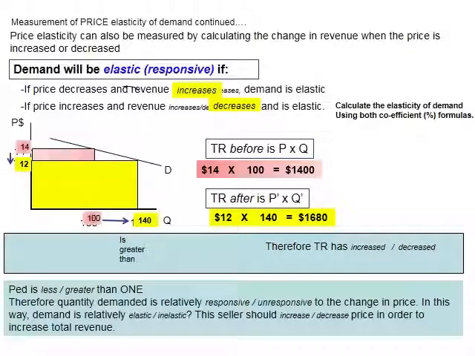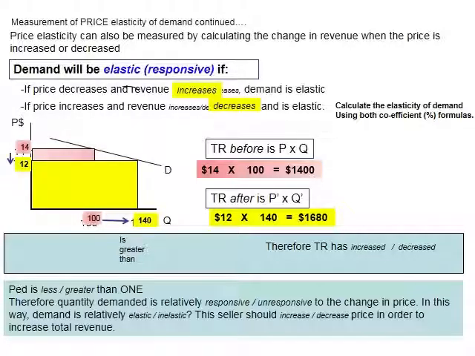So here on the slide, the task was to use the three methods of calculating price elasticity of demand. And the first, of course, is the revenue method. So you're calculating the change in total revenue, so the revenue before compared to the revenue after. And as you can see in this case here, the price has gone down from 14 to 12, but total revenue has gone up from $1,400 to $1,600. So that indicates that the seller will decrease price in order to increase total revenue because demand is elastic.